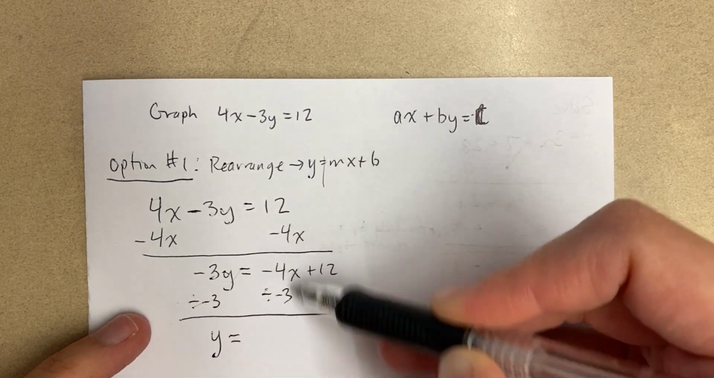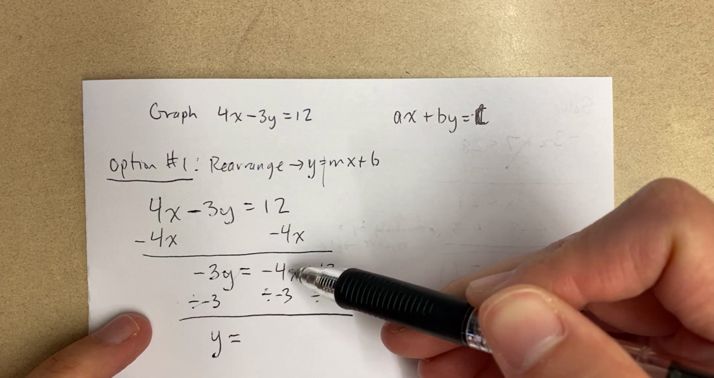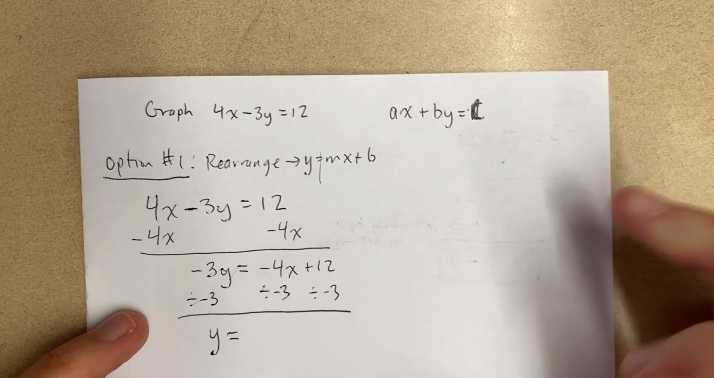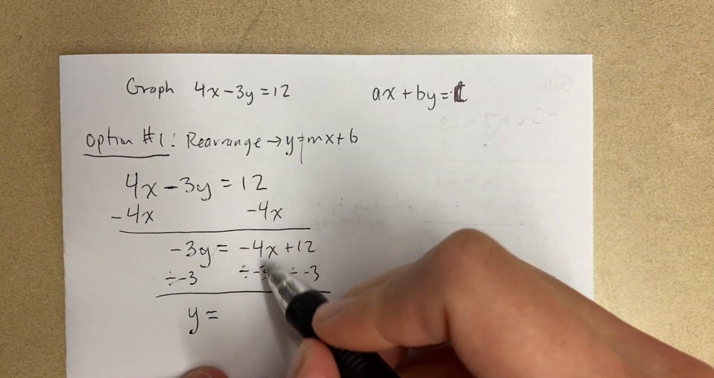Now, sometimes I can do this division. Like, let's say it was 4 divided by 2. I would just say, oh, 4 divided by 2 is 2, and I'd write 2. But in this case, 4 divided by 3, if I put that in a calculator, I'll get a decimal. So I don't want that. I'm just going to leave it as a fraction.